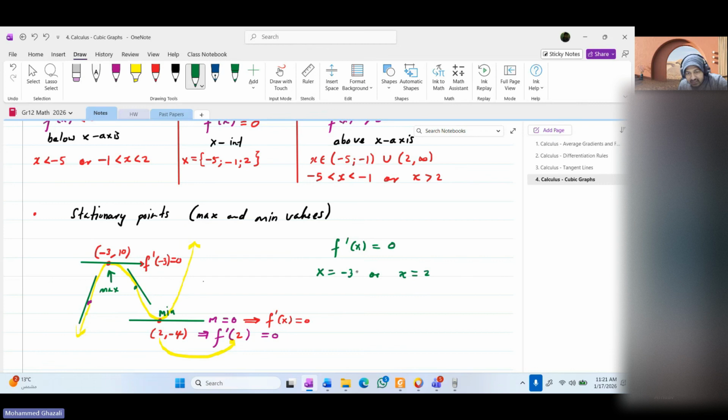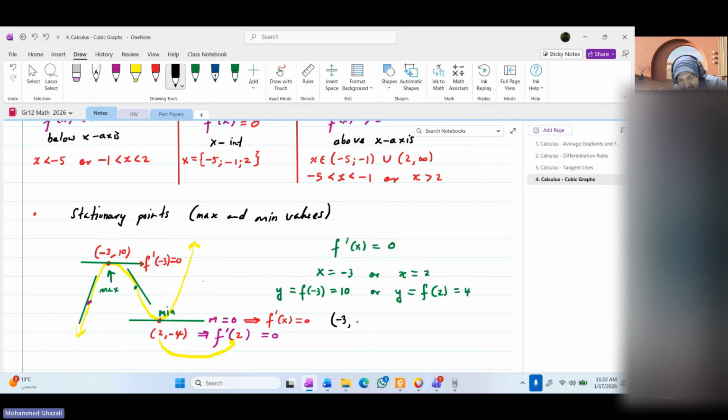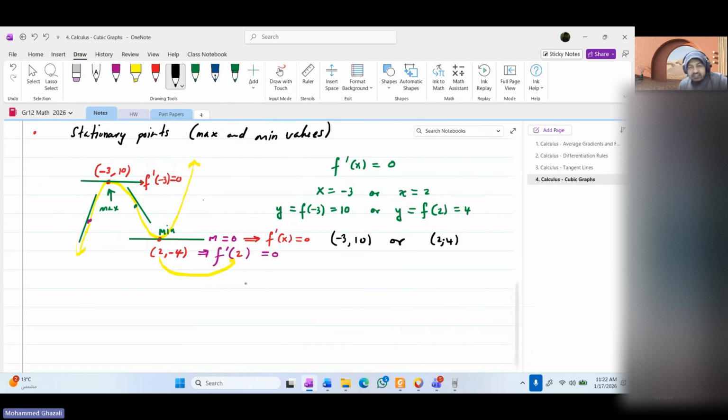If I substitute -3 into the original function, I'll get y is equal to f of -3, and that's going to give me 10. Or y is equal to f of 2, and that's going to give me 4. So we have two coordinates. The two coordinates are (-3, 10) or (2, 4). Because remember, this is a point on the graph that gives a stationary point.